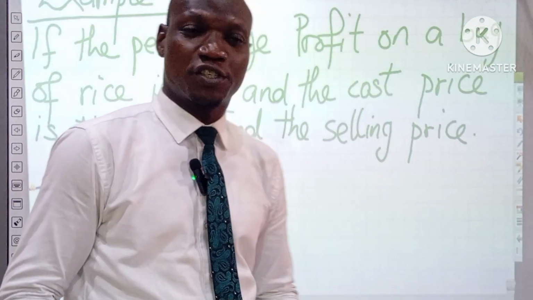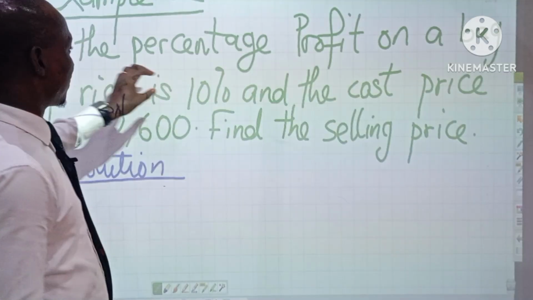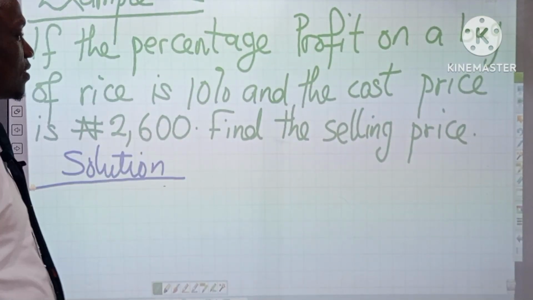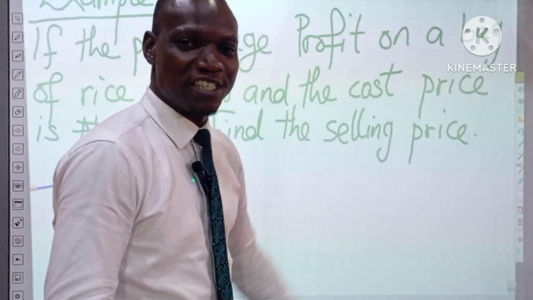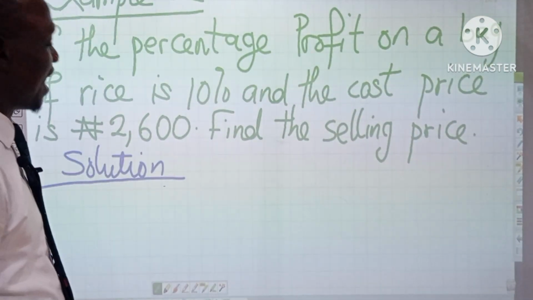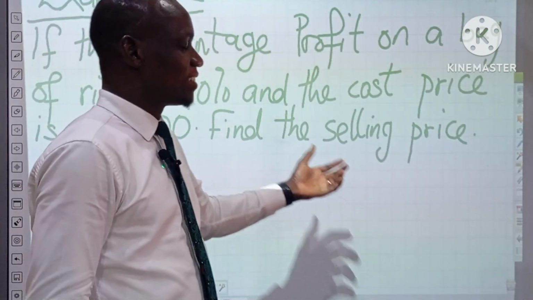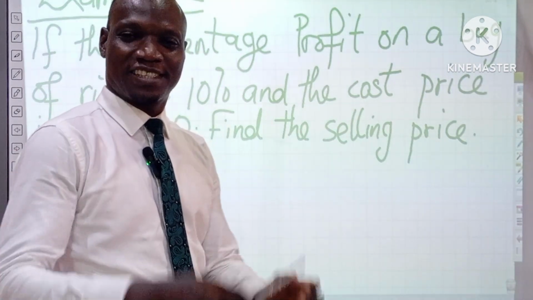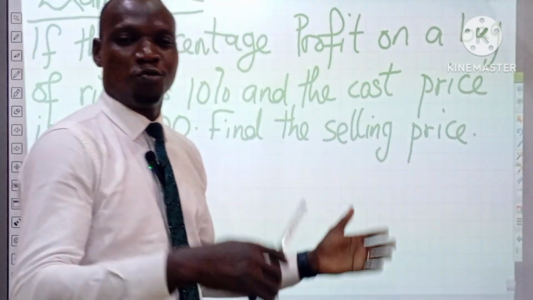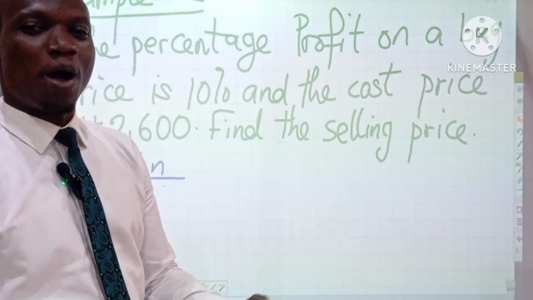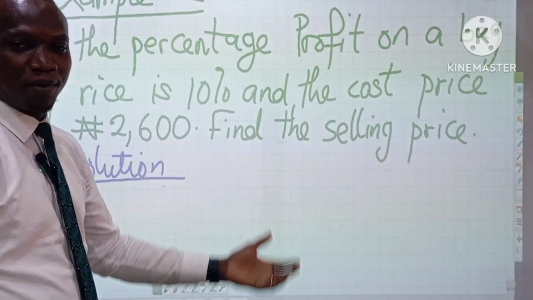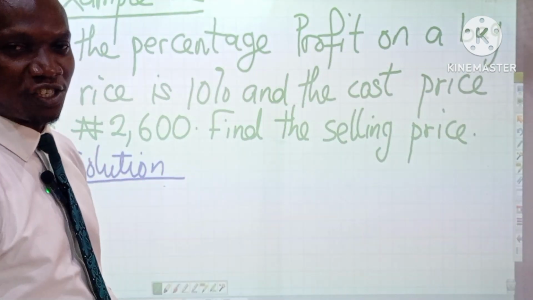In our second example for today, if the percentage profit on a bag of rice is 10%, and the cost price for this bag of rice is 2,600 naira, we are asked to find the selling price. Now, this is a little different from the former question. In the former question, we were asked to find the cost price, when percentage profit is given. And in this question, we are asked to find the selling price when percentage profit is also given.